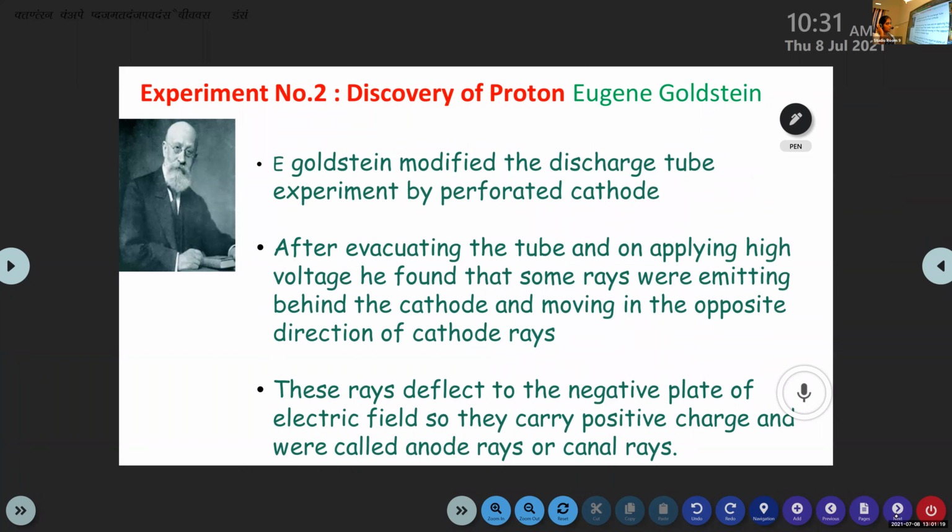Then experiment number 2 led to the discovery of the subatomic particle, the proton. This experiment was conducted by Eugene Goldstein. Discovery of proton.